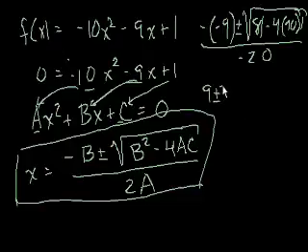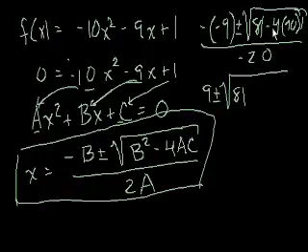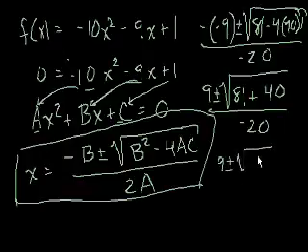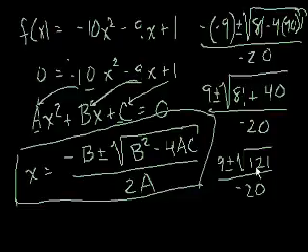Plus or minus the square root of 81. We have a negative 4 times a negative 10, times 1. I know it's very messy. I really apologize for that. So negative 4 times negative 10 is positive 40. And then we have all of that over negative 20. Well, 81 plus 40 is 121. So this is 9 plus or minus the square root of 121 over minus 20. The square root of 121 is 11.